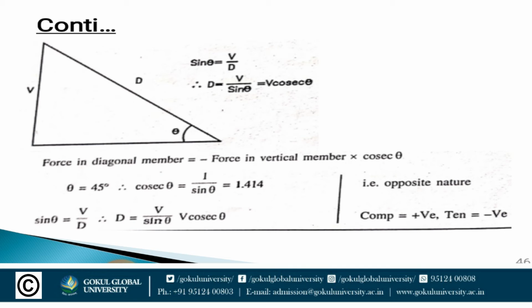Okay. So sin theta is equal to V divided by D. D is equal to V upon sin theta. So we can write V cosec theta. So force in a diagonal member is equal to minus force in a vertical member multiplied by cosec theta. Theta is 45 degrees, so cosec theta is equal to 1.414. It is opposite in nature. So D is equal to V divided by sin theta, which is V cosec theta. Compressive we take as positive, tensile we take as negative.